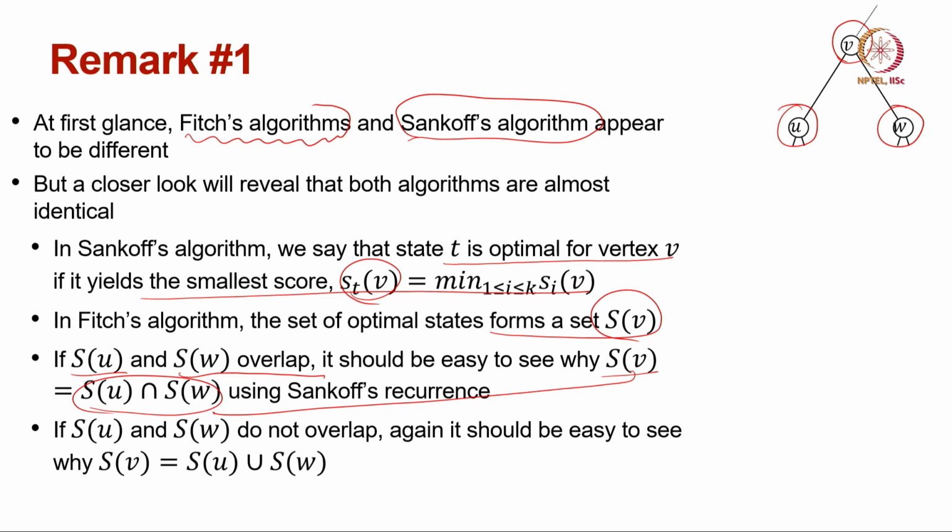Similarly, if S_U and S_W do not overlap, and again you apply Sankoff's recurrence idea, you will understand why S_V equals the union of both sets. I will leave this detail to you because it requires a certain amount of case by case analysis, but if you look at Sankoff's recurrence carefully, you will find that the same recurrence is being applied in Fitch's algorithm as well.